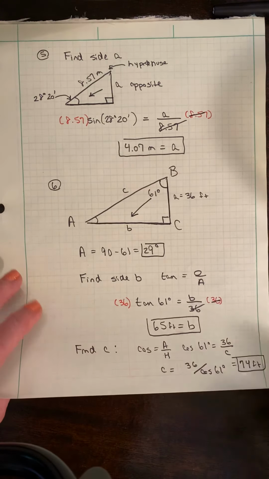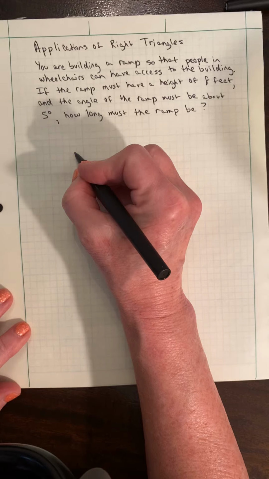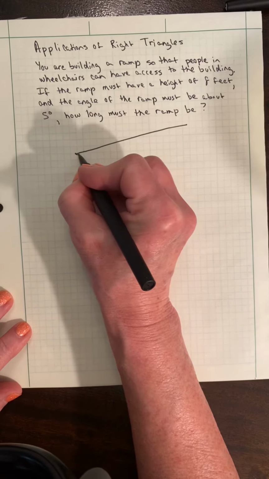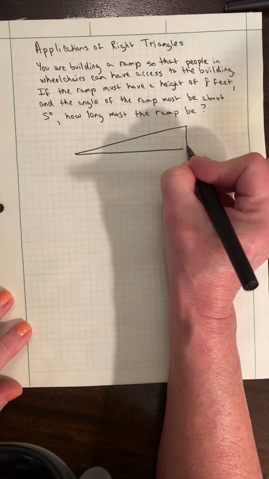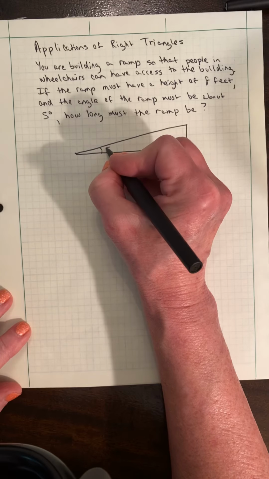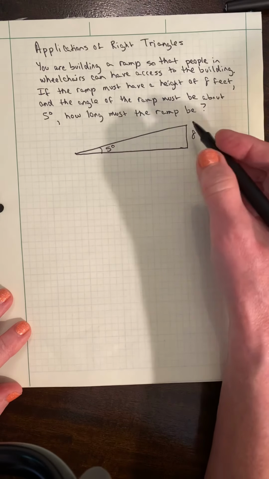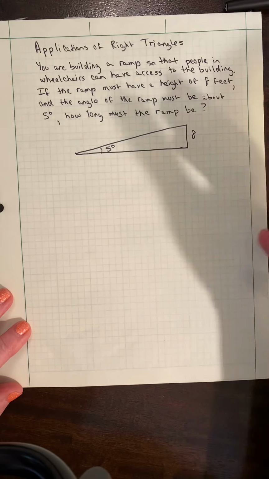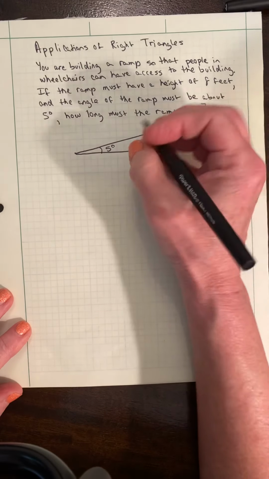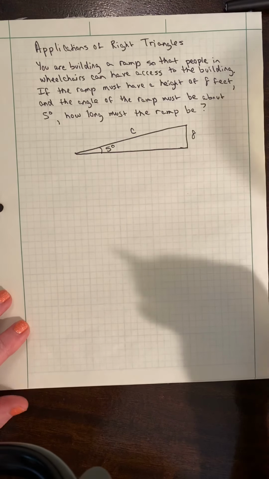Okay, let's finish up with the handicapped ramp. Like I said, there's a lot of applications of right triangles. We're building a ramp so that we can have access to the building. And these ramps usually have a low angle of elevation, obviously. You don't want it too steep. That's 5 degrees right there. This has to be 8. We have to make it long enough to where this is only 8 feet up. Maybe it's got to go up to a door. We want to know how long the ramp must be. You can use any variable, but I'm just going to put C because that's what we've been using.